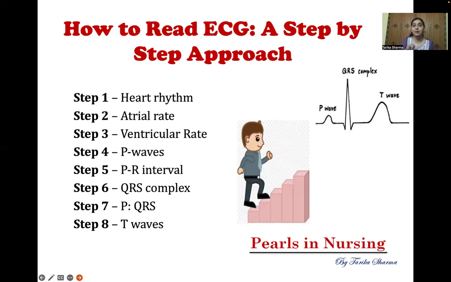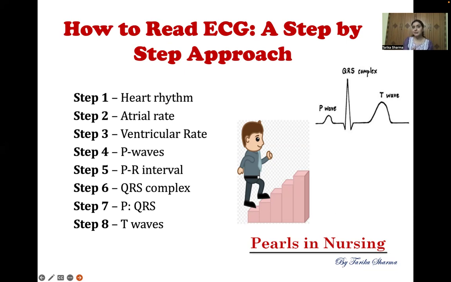So when we talk about how to identify the normal sinus rhythm on the ECG, it is very important to remember that reading ECG is a step-by-step process. We should not be jumping towards the conclusion or towards the diagnosis by looking at the ECG strip, but we should be reading the ECG using following steps, and those steps can be 8 or 9 depending on different people.